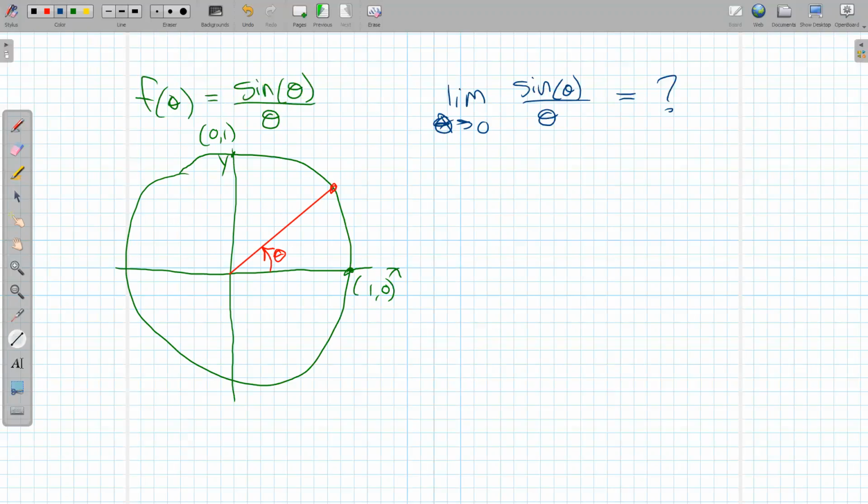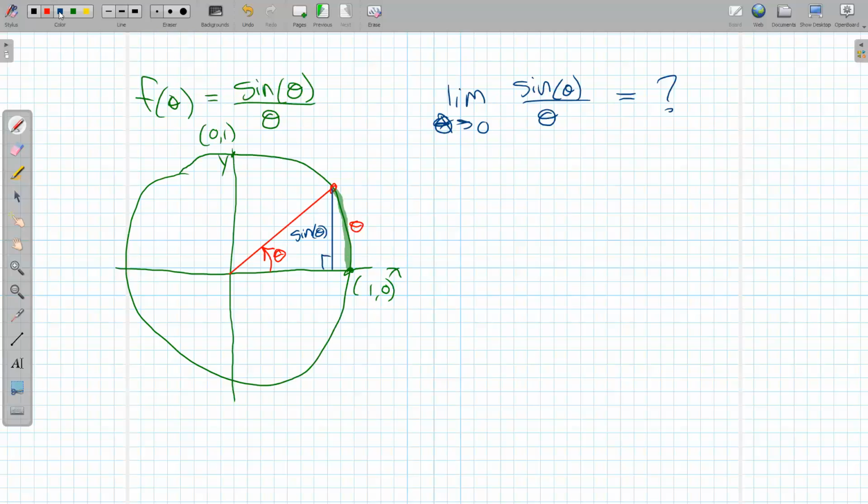If I drop a perpendicular from that point to the axis, so that right there is a right angle, then this blue line right here is the sine of theta. So I have theta here, and the sine of theta here, and hopefully you remember from your trigonometry days that this arc on the unit circle is also theta. If we scale the circle up by r, then the arc length is r times theta. So theta is the angle, and theta is also the arc length on the unit circle.